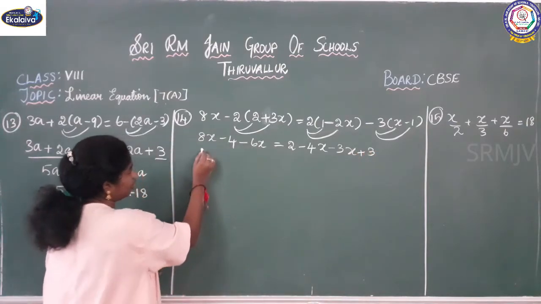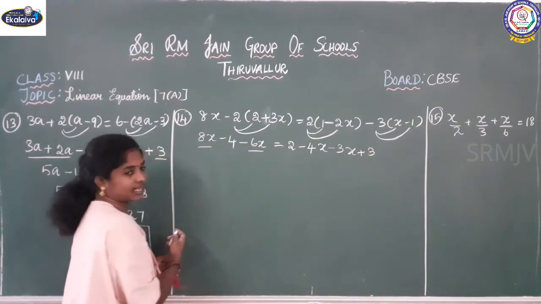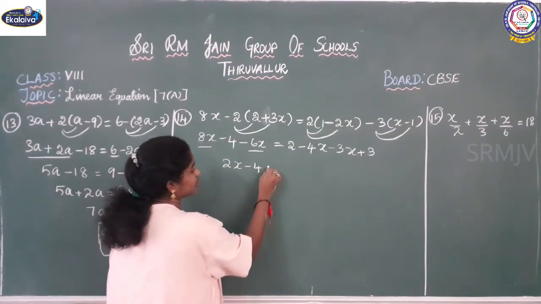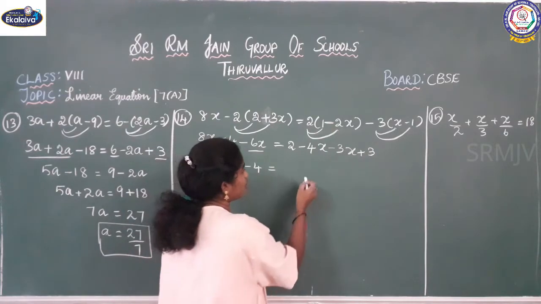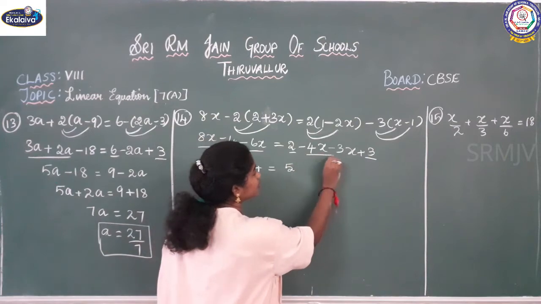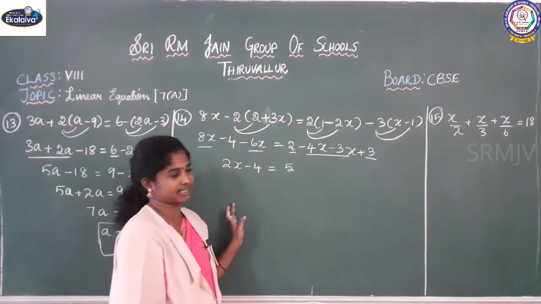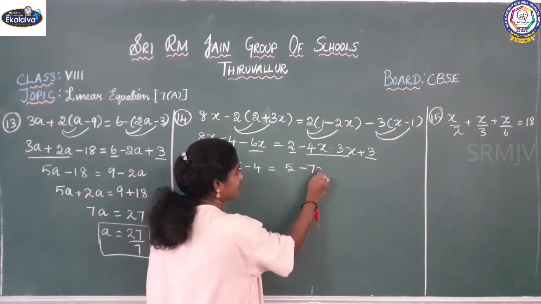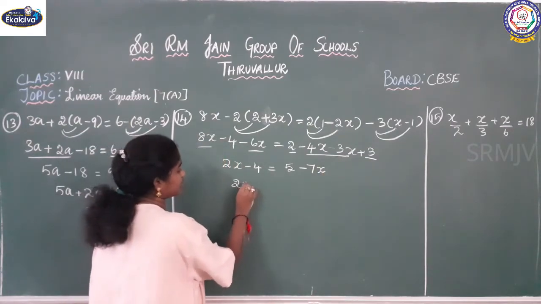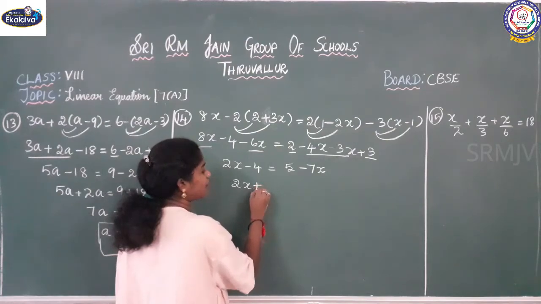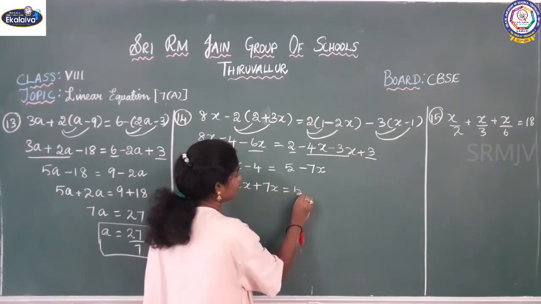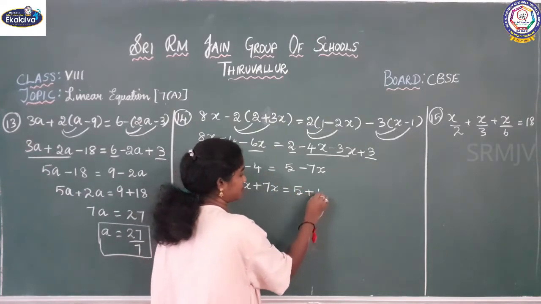Okay, now you see what is 8x minus 6x? 2x minus 4 is equal to, yes, what is 2 plus 3? 5. And what is minus 4x minus 3x? Minus 7x. Now let us bring all the x one side. 2x minus 7x becomes plus 7x is equal to 5. Minus 4 becomes plus 4.